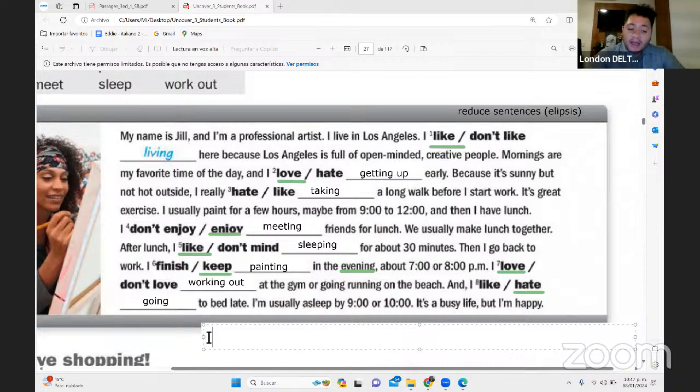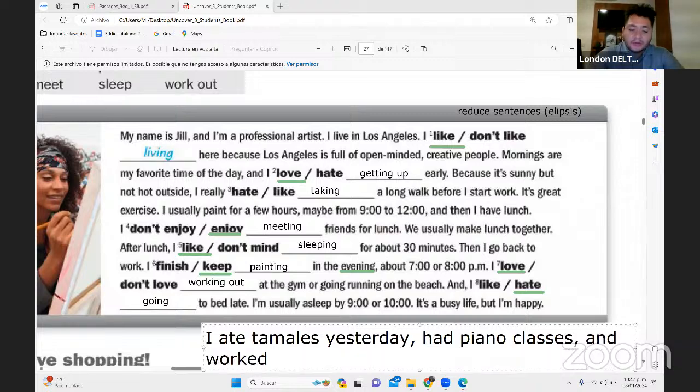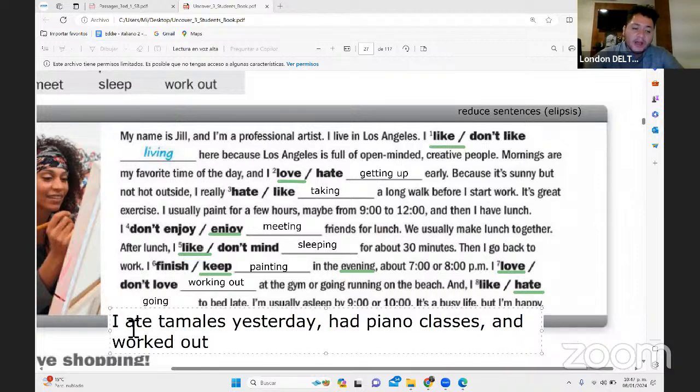Entonces, si yo digo, I ate tamales yesterday, had piano classes, for example, and worked out. Ok, que estoy enumerando diferentes acciones. Digo, ayer comí tamales, tuve clases de piano y hice ejercicio. Very strange routine, ¿no? Tamales, ejercicio. But the thing is that, you see, no tengo que escribir I todo el tiempo, no tienes que decir I ate tamales, I had piano, I worked out. No, ya se entiende con el primer I que pusiste.